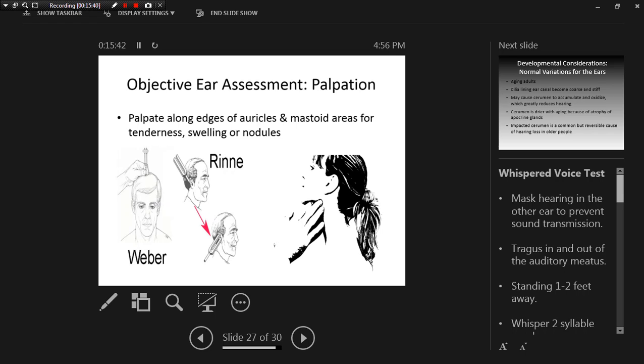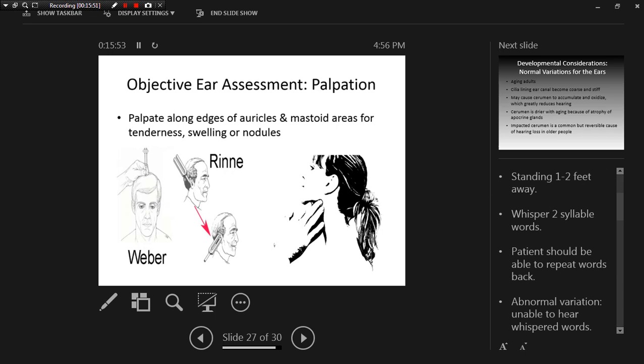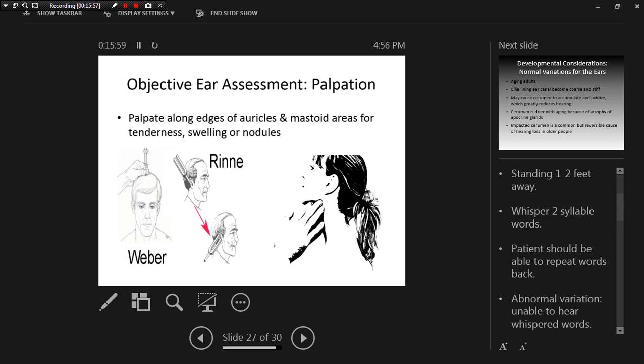We ask the patient to take the tragus on the opposite side and move it in and out of the opposite auditory meatus from the one we're speaking into. It helps block out some of that background noise. We don't want to hear it on the other side. We want to make sure that we're testing the right side.